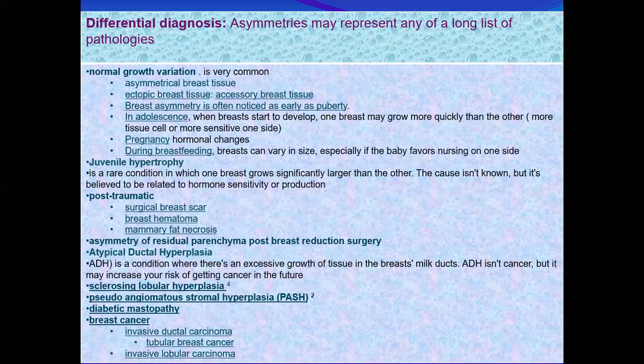Post-trauma due to scar, hematoma, or fat necrosis, residual parenchyma from post-reduction surgery, atypical ductal hyperplasia, sclerosing lobular hyperplasia, pseudoangiomatous stromal hyperplasia, diabetic mastopathy, or even other types of mastitis. You can consider mastitis other than mastopathy. Breast cancer, you see, invasive ductal carcinoma, lobular carcinoma, and tubular carcinoma can present as asymmetry.